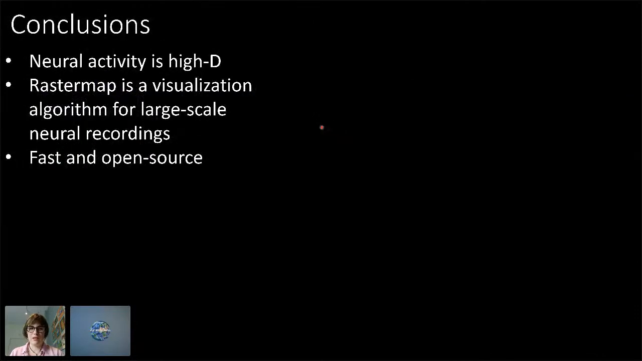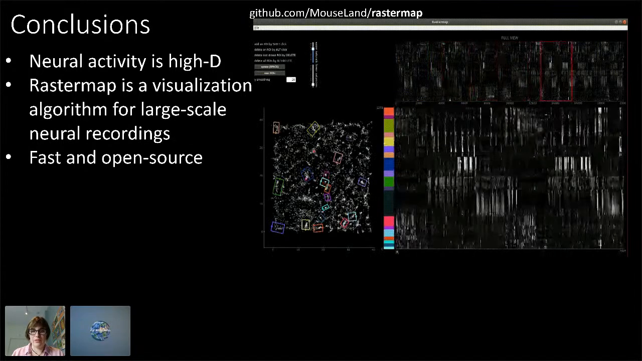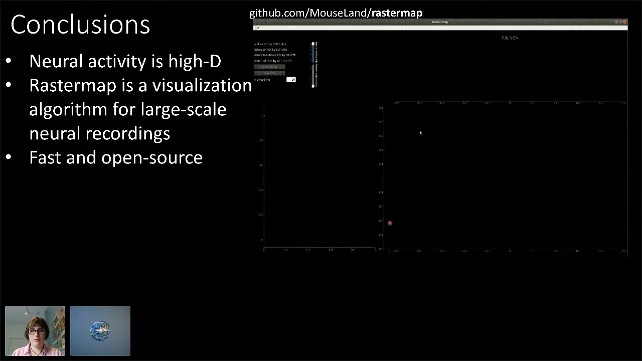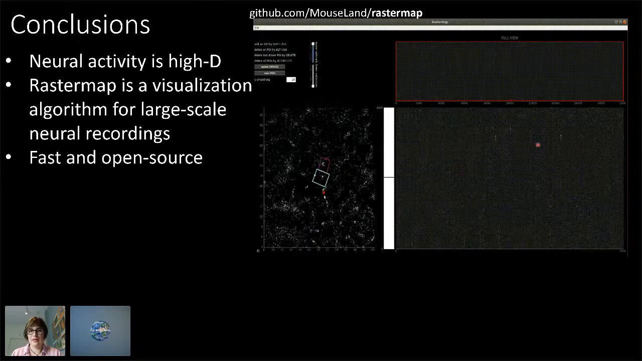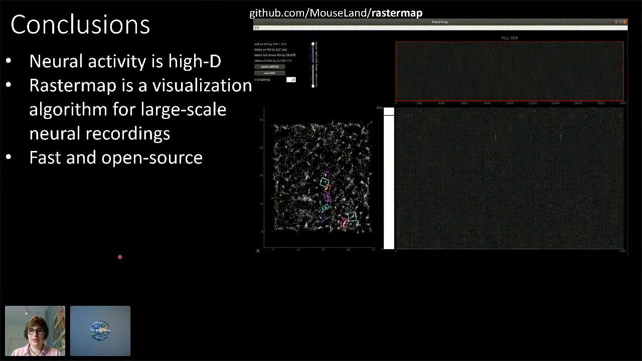And I'm just going to conclude. We found that neural activity is high dimensional, and that we think it's doing this balancing act between being as high dimensional as possible, having as much information about the stimulus as possible, while still representing the stimulus space in a smooth way. And then also you can play around with Rastermap if you want. This is a two-dimensional embedding in this case, and you can circle clusters and look at what the neural activity looks like.